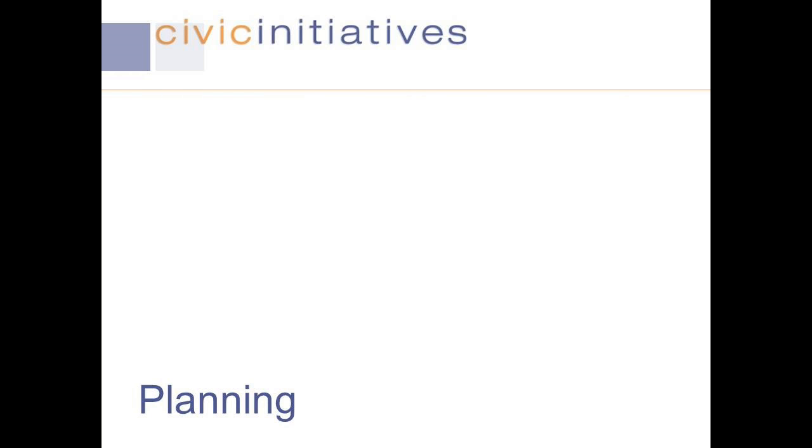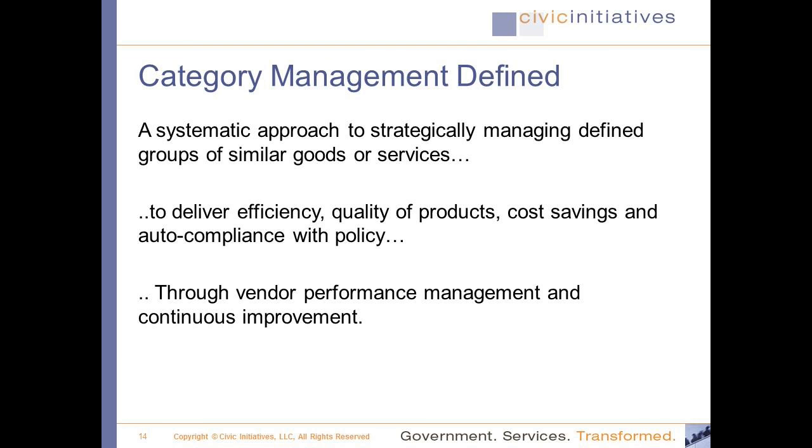So I'm going to talk about category management. Contract portfolio management says we're going to manage a set of contracts as a primary way of trying to do work. We can't eat the elephant in one bite, so we have to break it into pieces. We do that with category management. Category management says we're going to systematically manage certain similar groups of goods and services to deliver efficiency, quality, and compliance with policy.